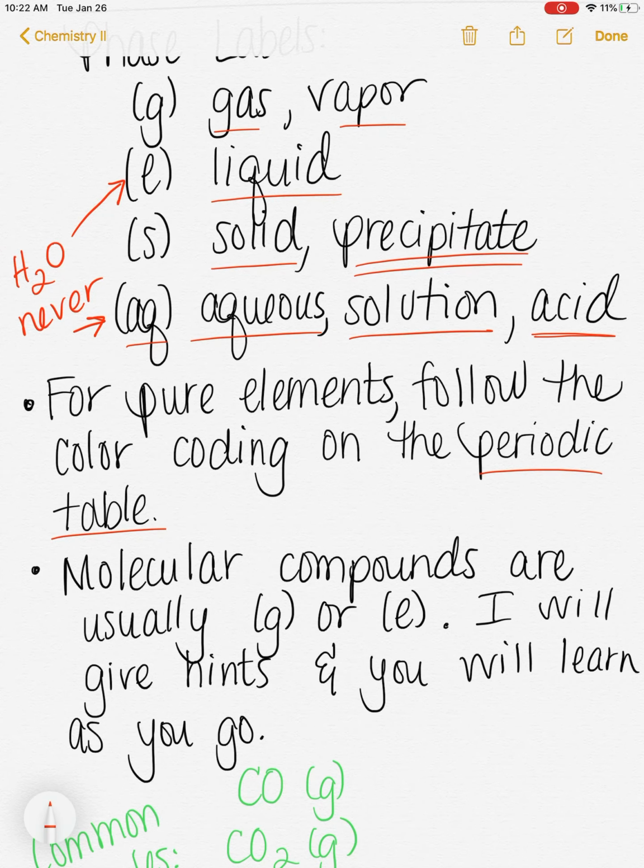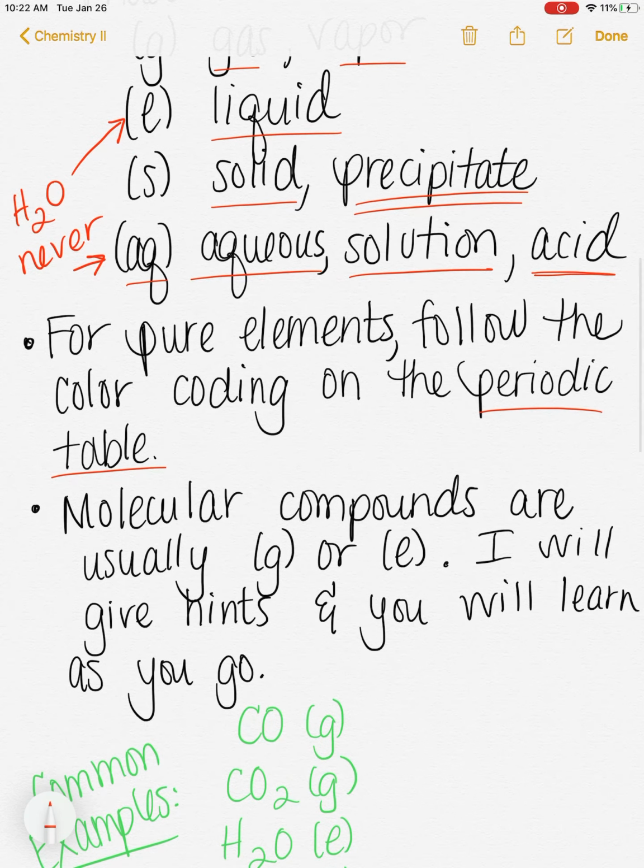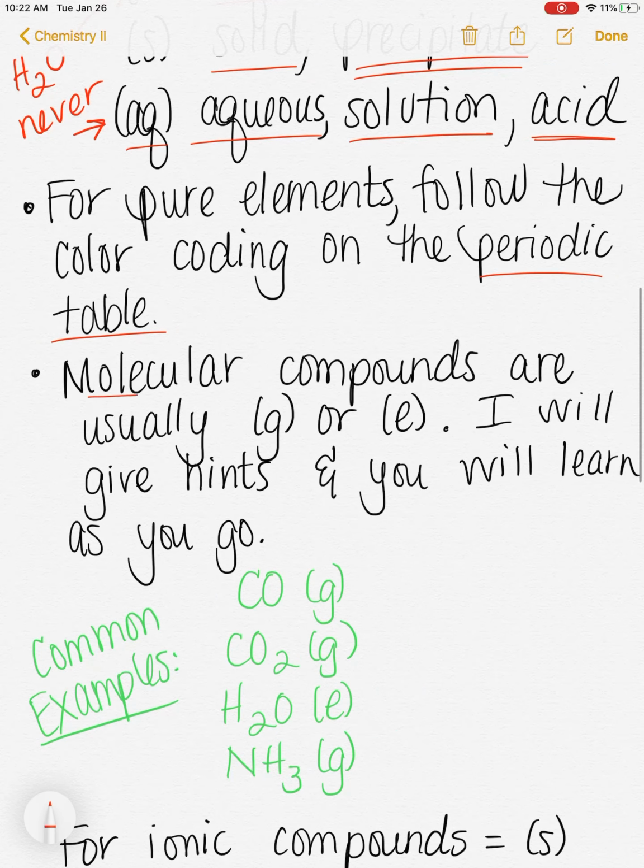Bromine and mercury are the two liquid elements. Molecular compounds, now remember, molecular compounds are made entirely of nonmetals. Those are a bit tricky. They are usually either a gas or a liquid, and I'm going to generally give you hints about them, verbal clues in the word problem, and you're just going to become more familiar with this as you go along.